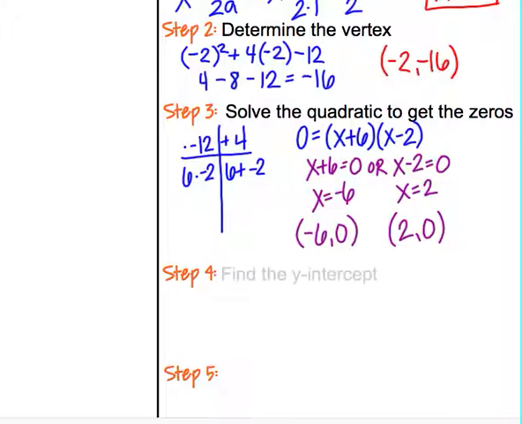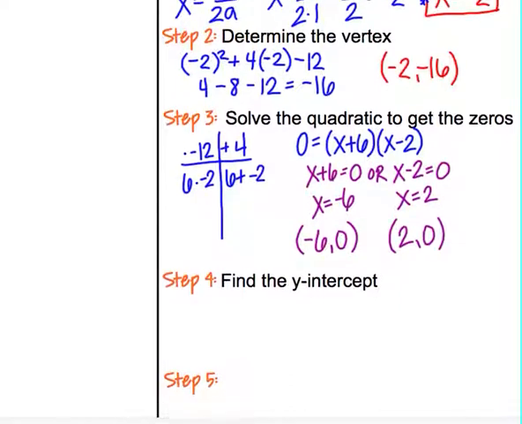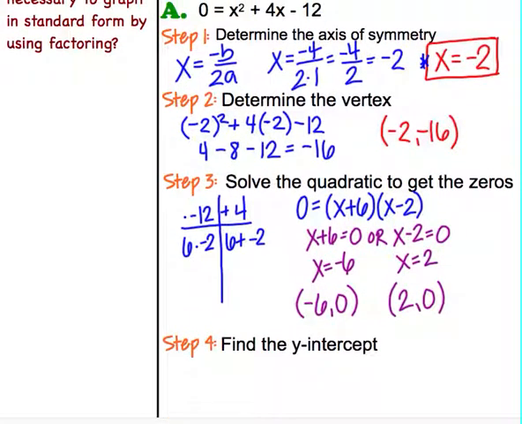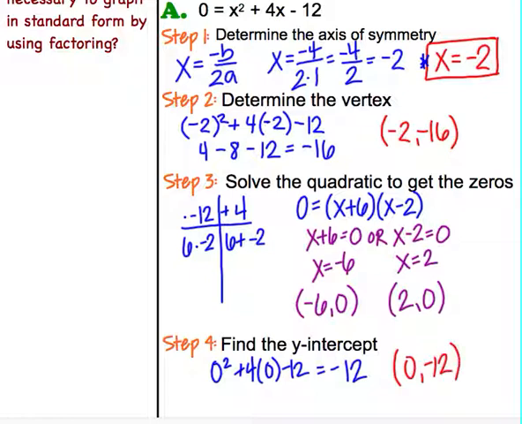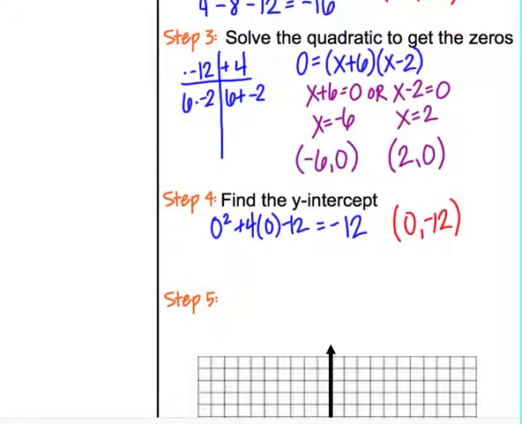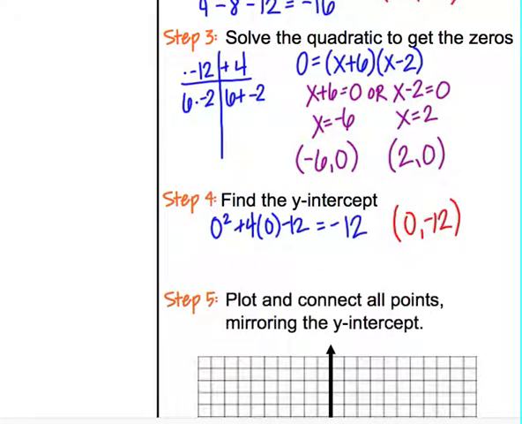Step 4 is going to be to find that y-intercept, which, if you recall, is when x equals 0. So if we take our original equation and we go 0 squared plus 4 times 0 minus 12, I get 0 plus 0, which is 0, minus 12, which is negative 12, which therefore makes my y-intercept 0, negative 12. So now I need to go ahead and do step 5, which is to plot and connect all these points, and mirror the y-intercept to help us out.